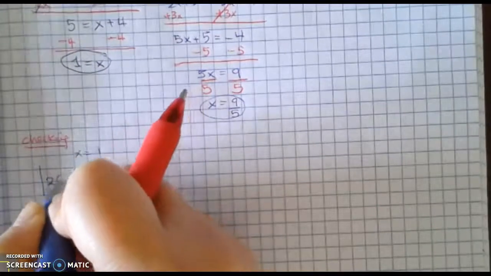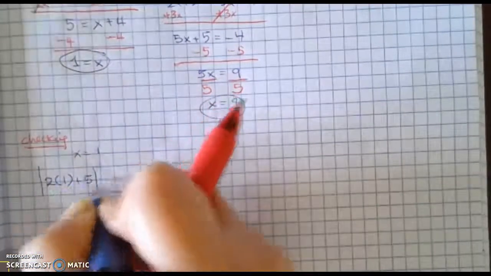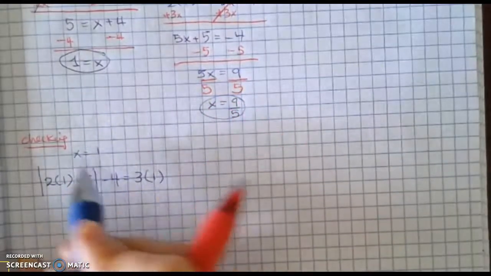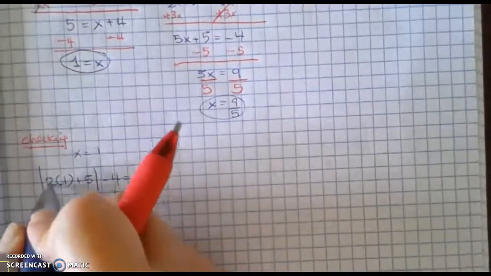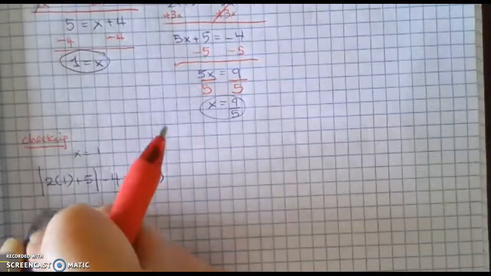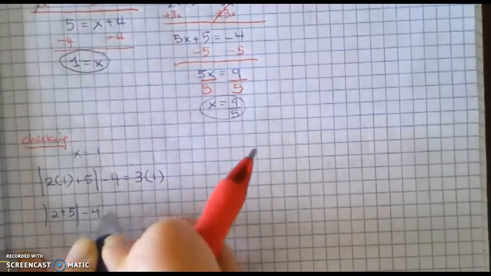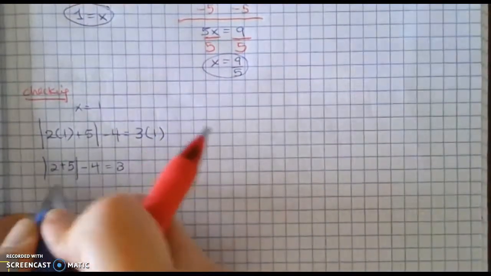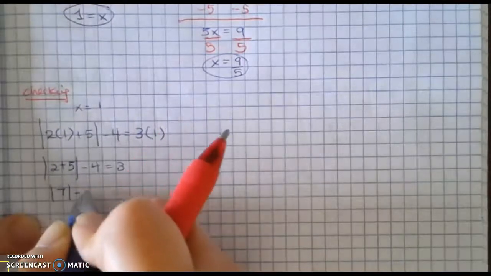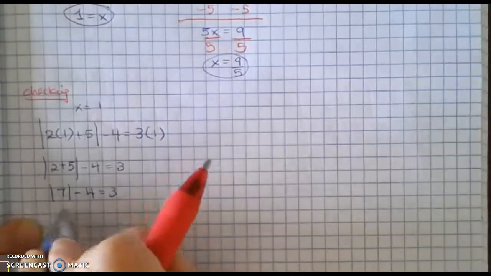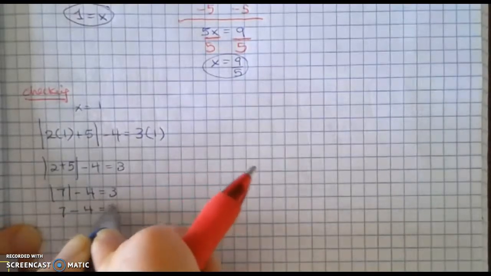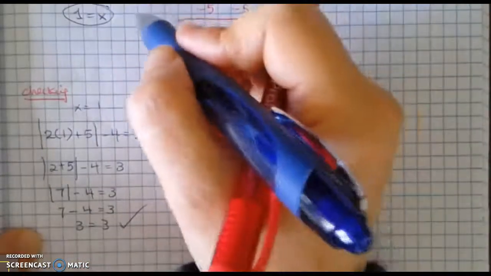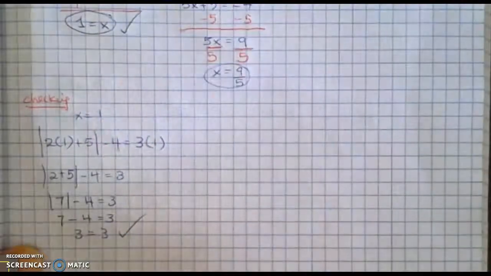2 times x plus 5 minus 4 is equal to 3x. Instead of writing x, I'm going to write 1, just like we did. So then 2 times 1 is 2 plus 5 inside the absolute value function minus 4 is equal to 3 times 1 is just 3. Then from here, 2 plus 5 is 7, the absolute value of it, minus 4 is equal to 3. The absolute value of 7 is just 7, minus 4 is equal to 3, and 7 minus 4 indeed is 3. So this one checks out. So we know that x is equal to 1 is a solution.